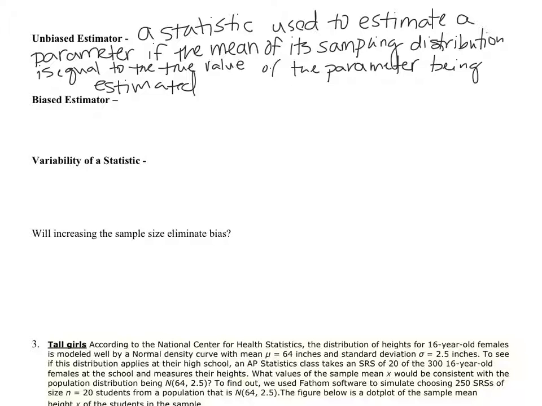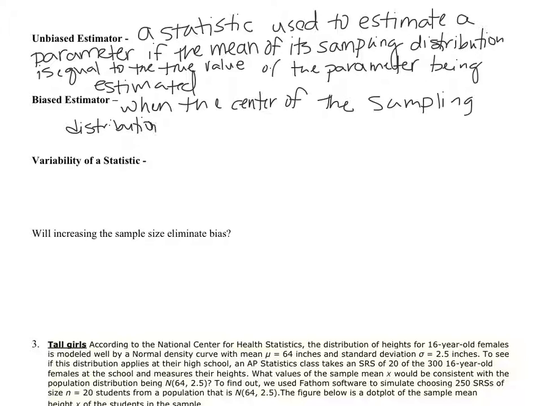A biased estimator occurs when the center of the sampling distribution is not equal to the true value of the parameter being estimated.